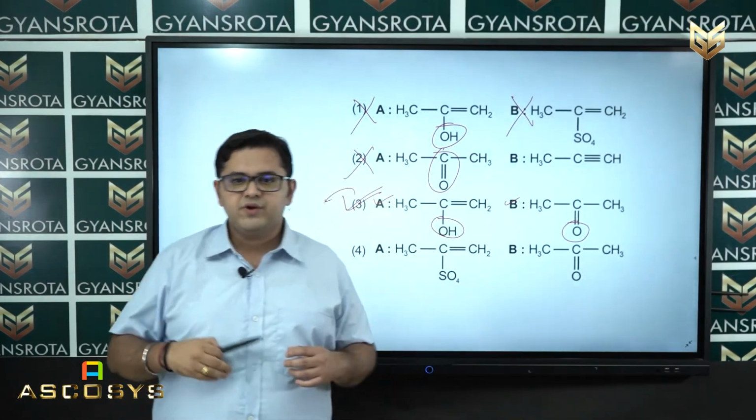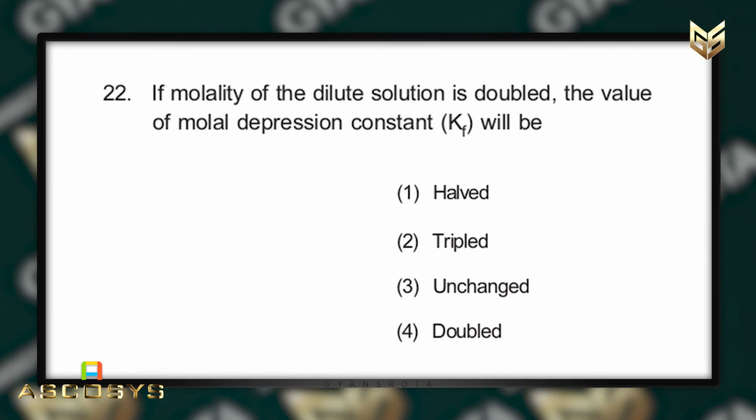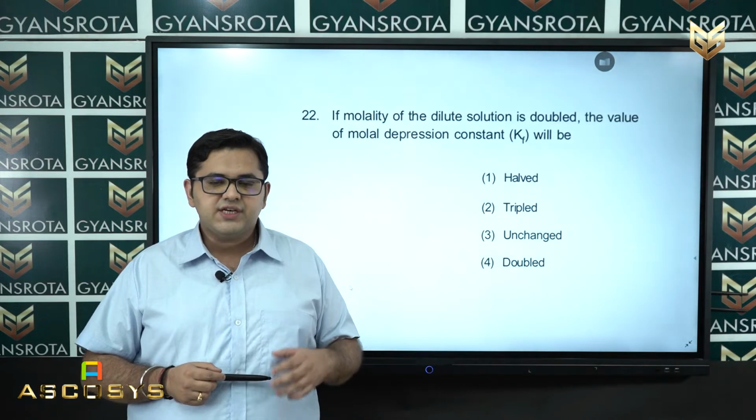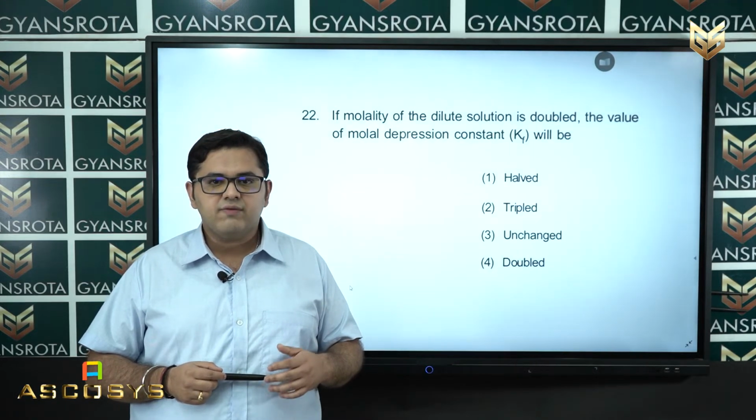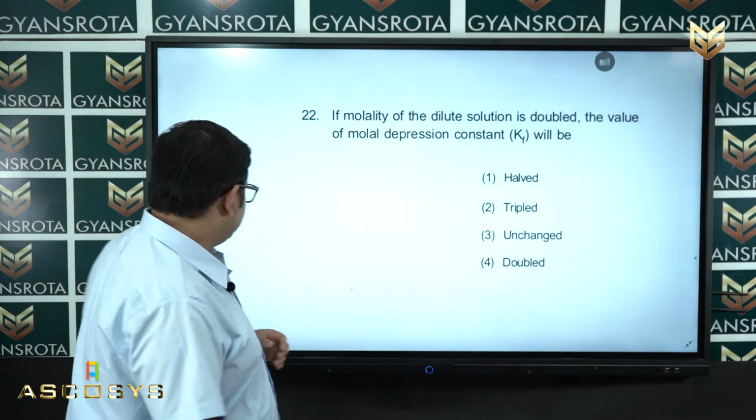Now we are moving to the next question. Question number 22 is on your screen. If the molality of a dilute solution is doubled, the value of molal depression constant Kf will be. This question comes from the solution chapter of class 12 NCERT. Now we are moving to the solution part.